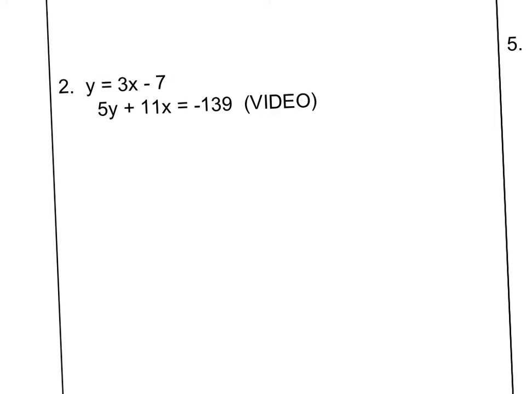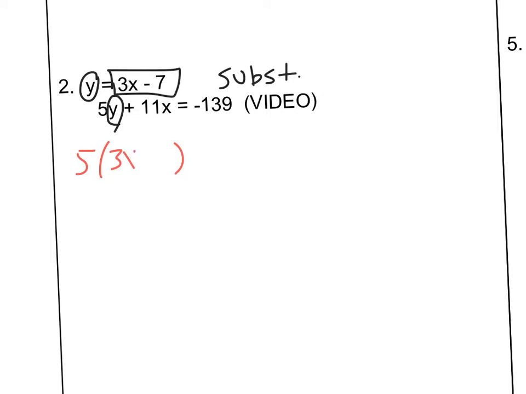For the next one, I decided to give you a nice substitution problem. I see a y by itself, and that makes a really good substitution problem for us. That means that we're going to substitute 3x minus 7 in for y in the second equation. So 5 times y is going to become 5 times 3x minus 7, then plus another 11x, and that's equal to negative 139.